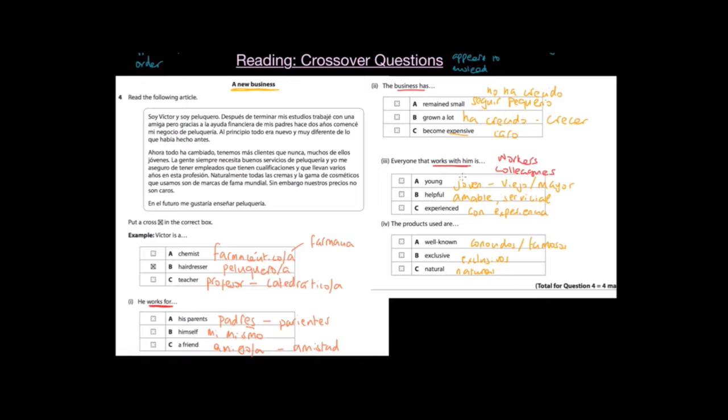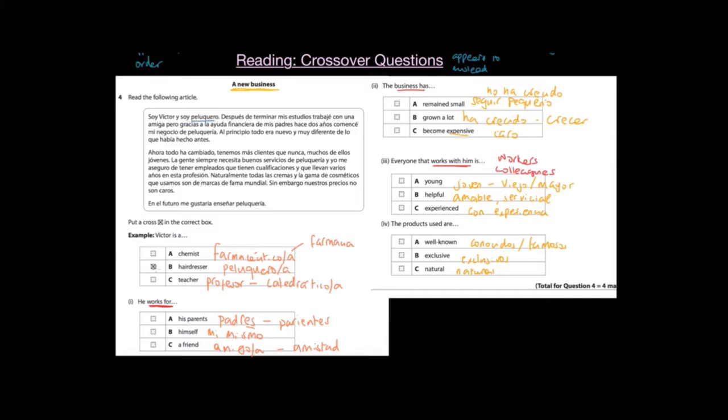So you really need to be prepared to find how they've expressed things in a bit of a roundabout way. Right, so let's start reading the text. Soy Víctor y soy peluquero. Okay, so here I've got the answer to the first question.